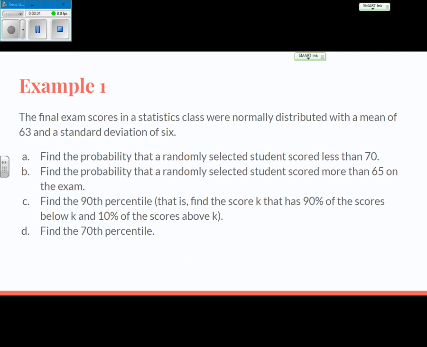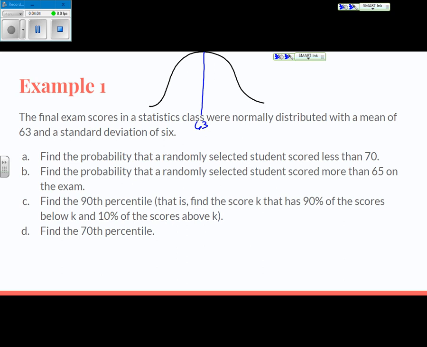Yes. All right. So what I want to do, I want to find the probability that if I select a random student, they scored less than a 70. Now again, I'm going to urge you, you're going to want to draw a normal curve on all of these. What's right in the middle of this normal curve? The mean, which is 63. Good. 63 is right here in the middle.